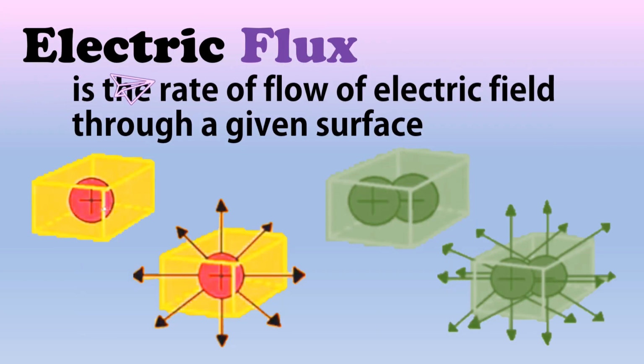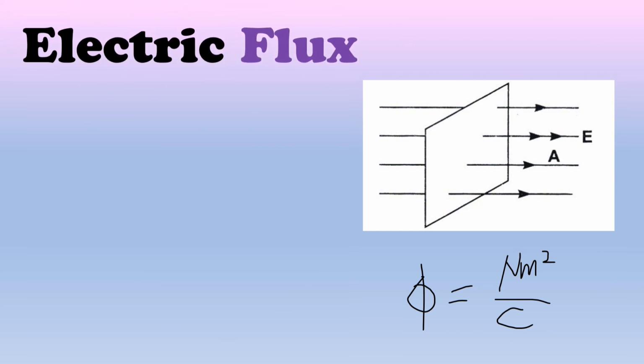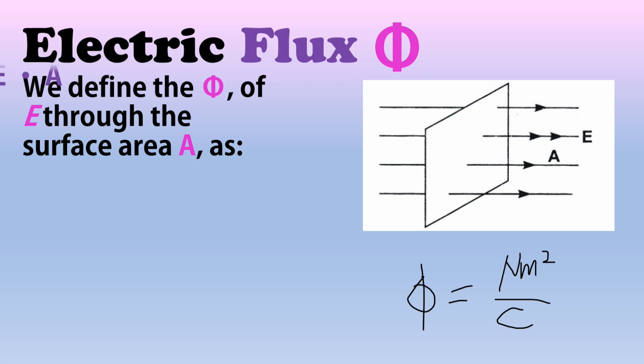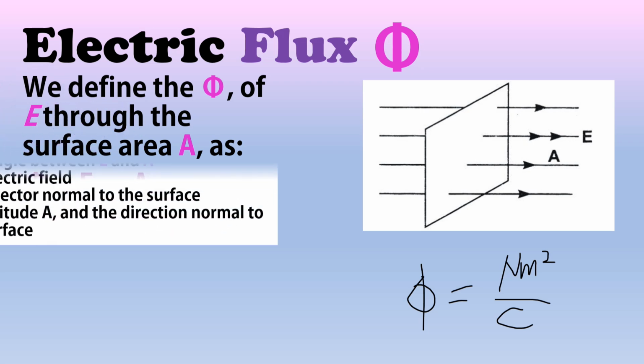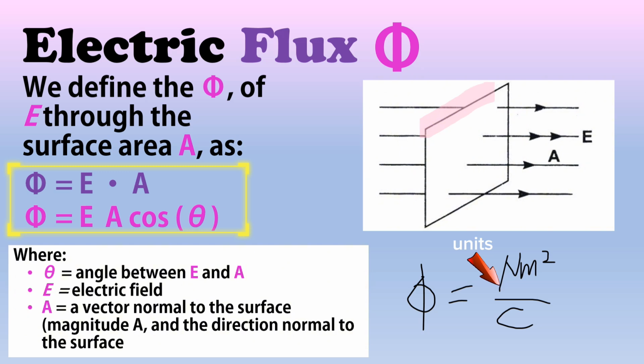Electric flux is the rate of flow of electric field through a given surface. It is also a scalar quantity. Let's use this simple diagram. We define the flux of the electric field through the given surface area. Here's the general formula for electric flux. The symbol used to describe electric flux is the Greek letter phi.